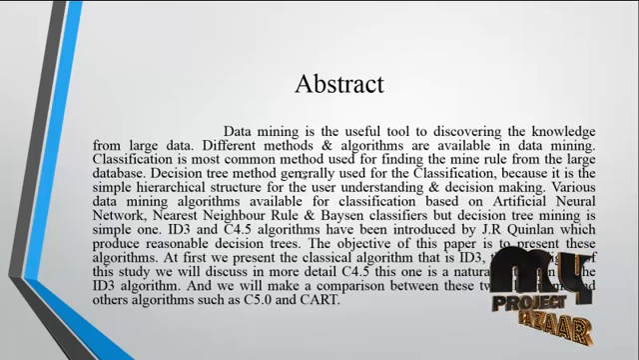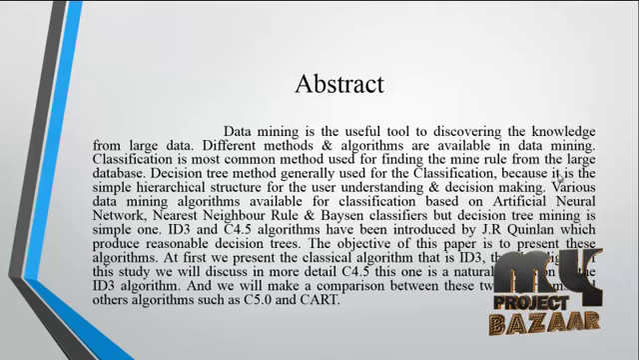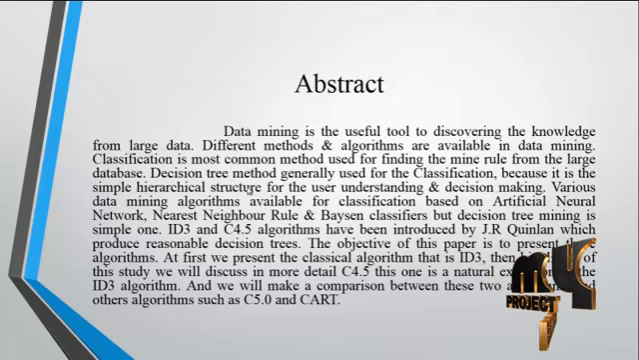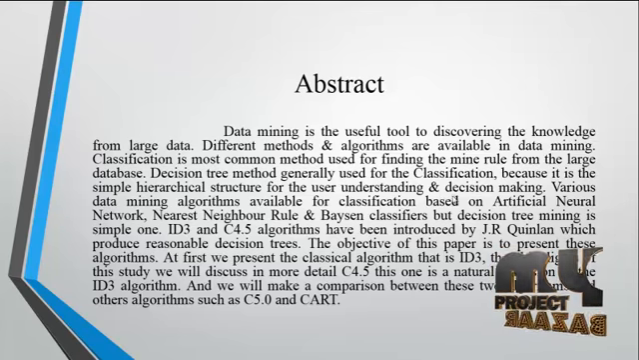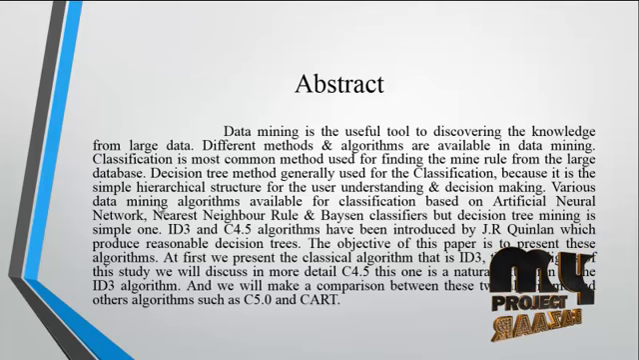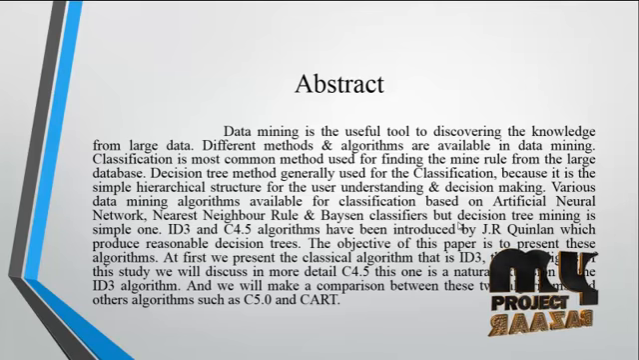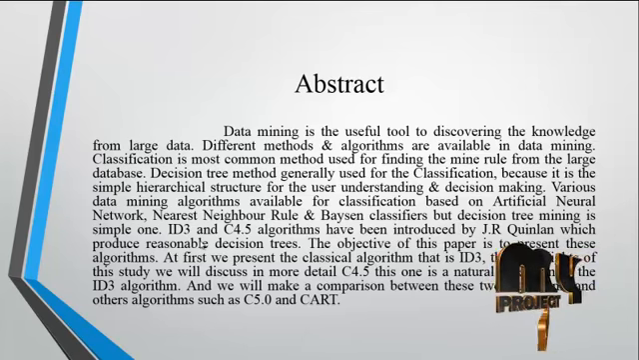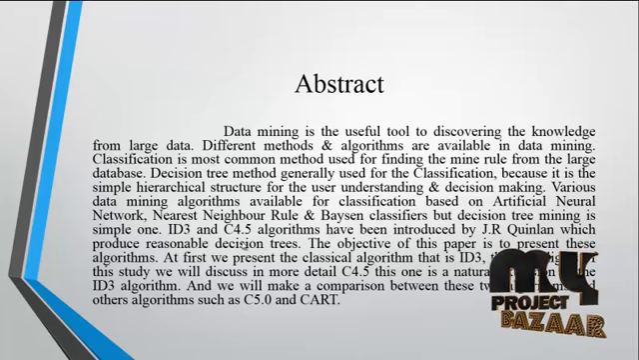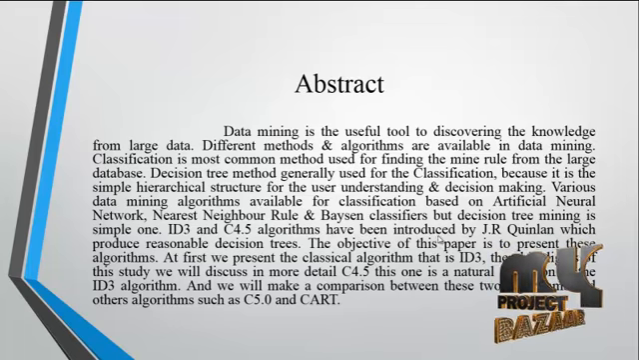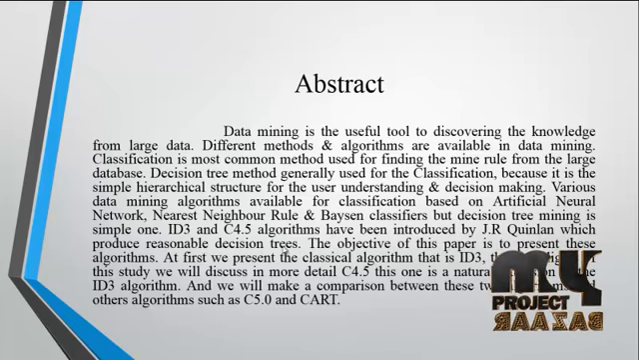Decision tree method is generally used for classification because it is a simple hierarchical structure for user understanding and decision making. Various data mining algorithms are available for classification based on artificial neural networks, nearest neighbor rule, and Bayesian classifiers. But decision tree mining is a simple one. The ID3 and C4.5 algorithms were introduced by J.R. Quinlan, which produce reasonable decision trees.